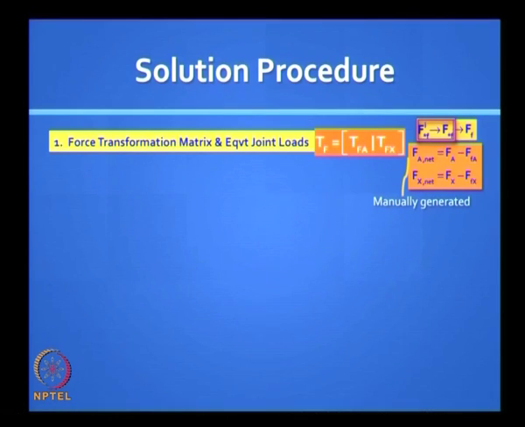So the procedure: first write down the force transformation matrix, find out the equivalent joint loads. Okay, this part is borrowed from the stiffness method, which is unfortunate, because the flexibility method is not able to stand on its own. It has to borrow this concept because you just can't handle intermediate loads in a matrix formulation. Okay.